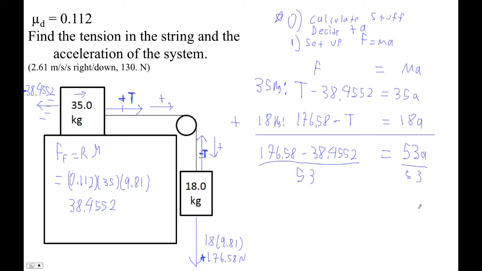So here we go. So clear parentheses, 176.58 minus 38.4552, right parenthesis, divided by 53. Hopefully we get 2.61. Whoa, what did I just do? That is weird. Okay. Oh, I see what I did. I did something totally different. Okay, hold on.